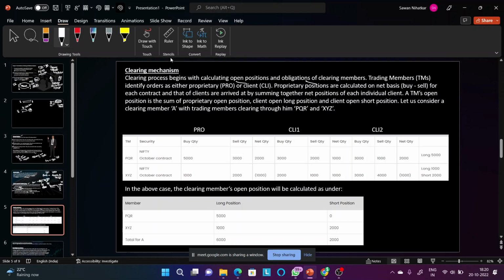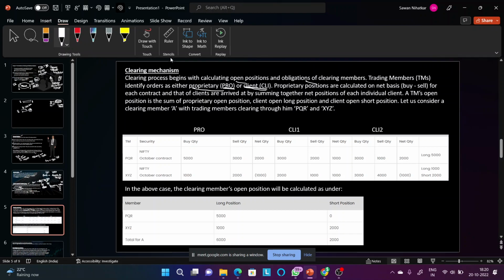Trading members identify orders as either proprietary or client. Proprietary, that is PRO, means my self trades, which are executed by myself, my own trades. And CLI means the client trades. For example, I have certain clients, and on behalf of that client I'm executing the trade. So that becomes my client trade.